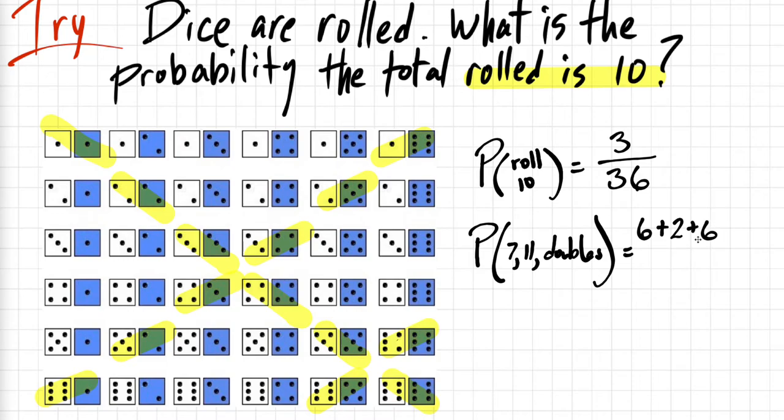There's 6 ways to roll a double. So if you're playing the dice game and you roll a total of 7, or you roll a total of 11, or you roll doubles, you get to grab a prize. And so it looks like there are 14 ways to roll a 7, 11, or doubles out of 36, which means almost half of the time you should be grabbing a prize.